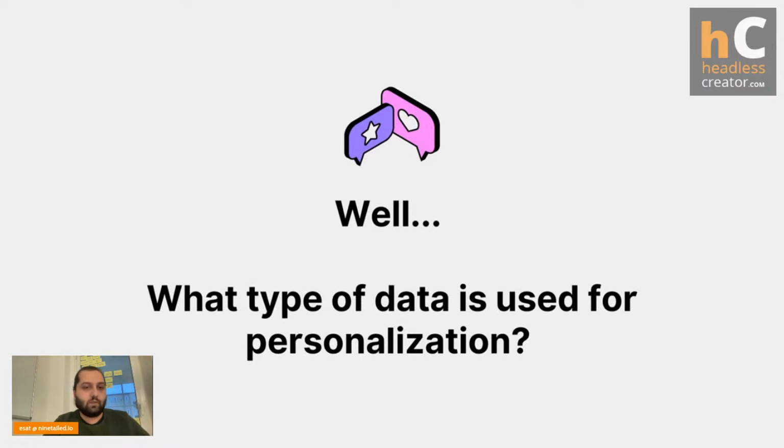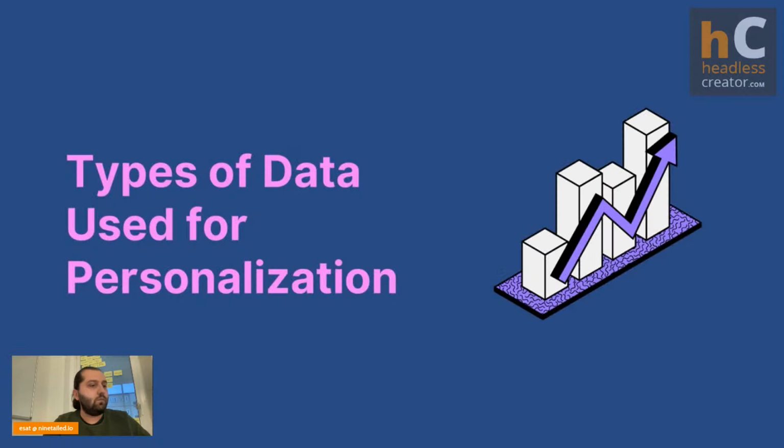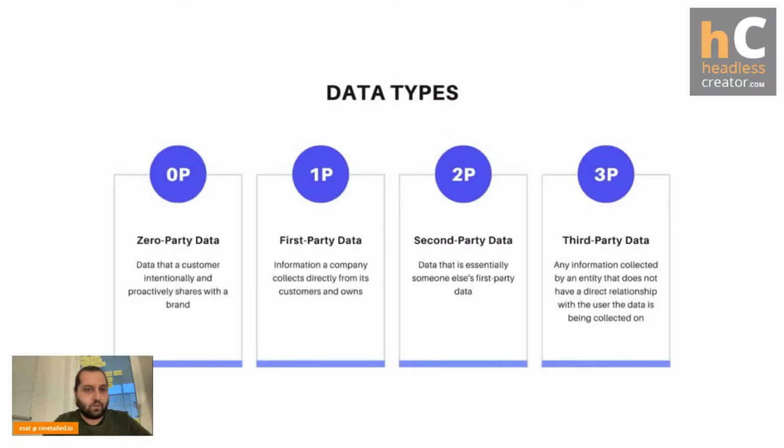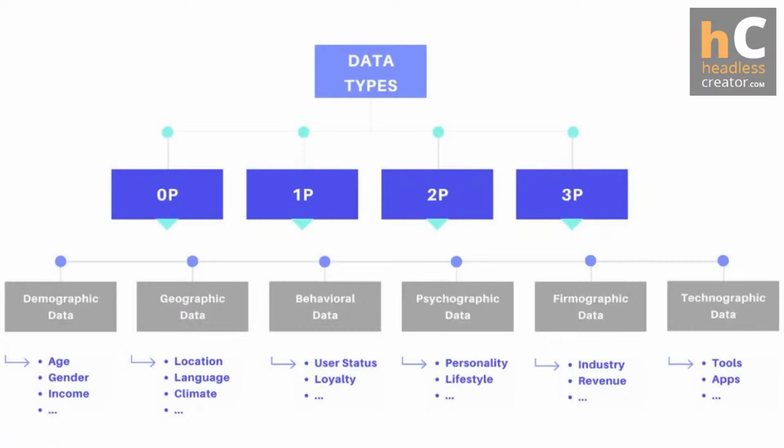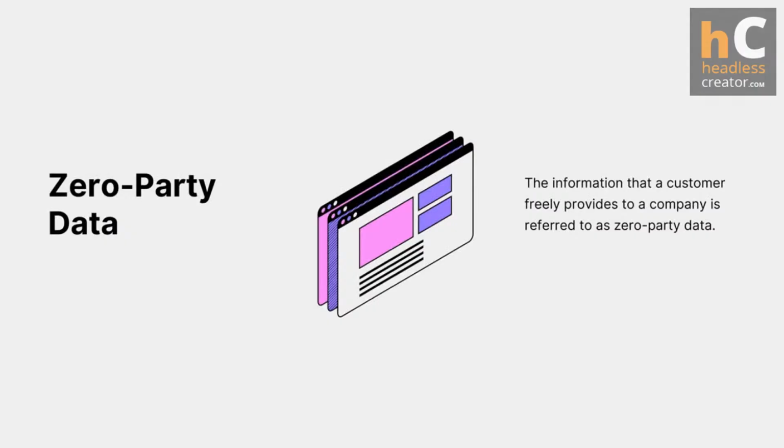Well, then the question is, what type of data is used for personalization? So let's jump to the second section, types of data used for personalization. We can classify data types into four: zero-party, first-party, second-party, and third-party data. Of course, you can classify data types based on different variables, but today we will classify data based on their collection method.